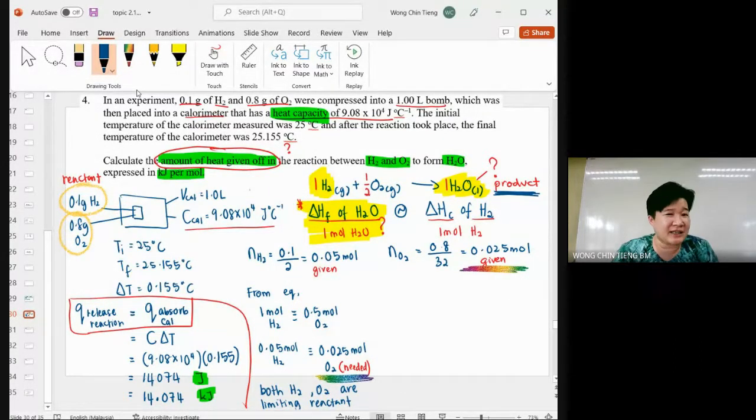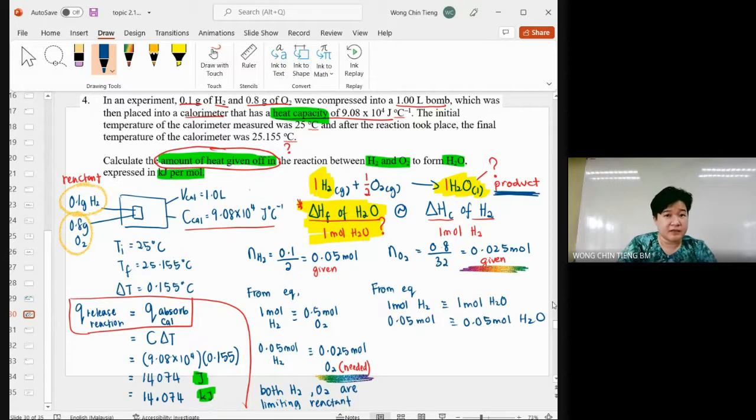We are using, I will choose hydrogen. If you choose oxygen pun betul, tak salah. I will choose hydrogen sebab dia 1-to-1 mode, nampak senang. Okay, so bila kamu nampak from equation sekali lagi, 1 mole of your hydrogen gas will produce 1 mole of your water. So hydrogen gas ada 0.05 mole. Automatically you will form 0.05 mole of your water.